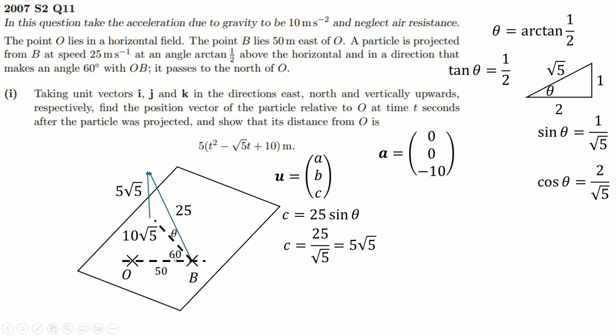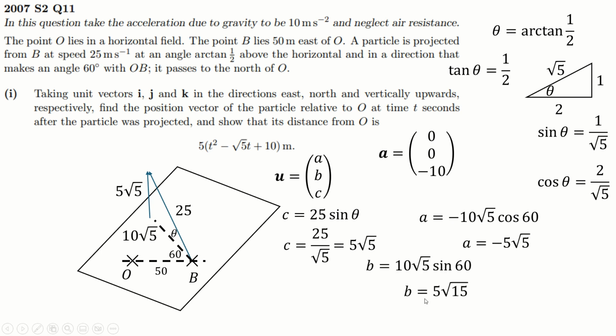So v cos 60 is going to be my horizontal component, and of course that's going to the left, so I'll just make it negative, and that'll be that. Cos 60 is a half, of course. And then my vertical component, which is going upwards, so I'll say it's positive, is 10 root 5 sine 60. Sine 60 is root 3 over 2, so you end up with 10 over 2 is 5, and then that times root 3 is going to make it 15. Okay, so those are our components.